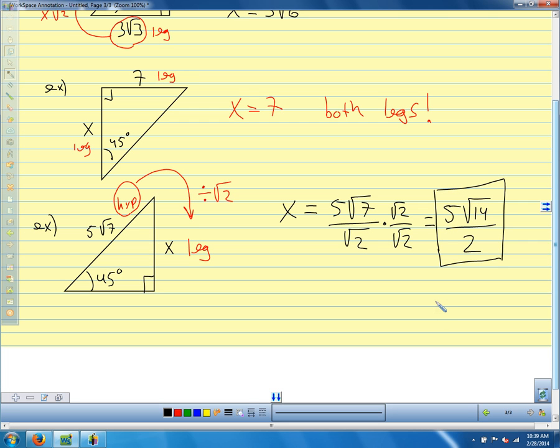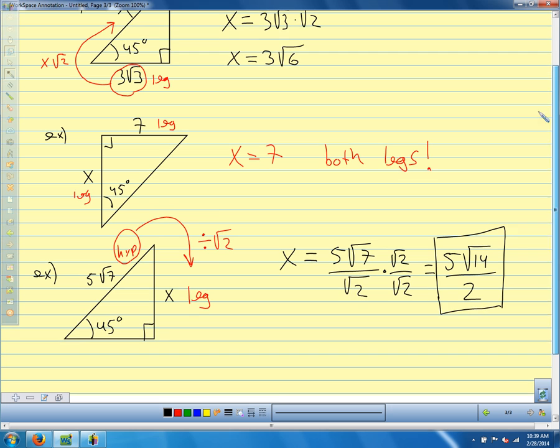So whenever we're working with 45/45/90 triangles, we're using those two rules. To go from the hypotenuse to the leg, divide by the square root of 2. Go from the leg to the hypotenuse, multiply by the square root of 2. The legs are always the same. That's all we have to remember about 45/45/90 triangles. Questions? Okay.